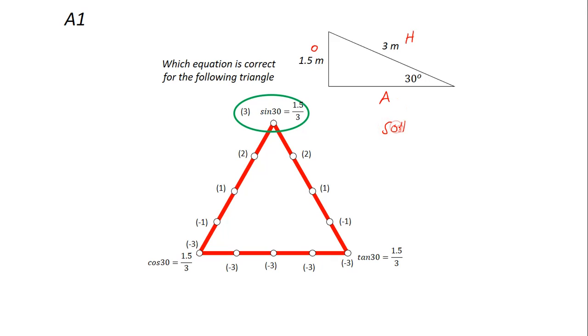So I always have to write down, because I'm not very good at remembering. I just write all of this down and then I choose. What have I got? I've got opposite, hypotenuse, SOH. I need to do sine, opposite over hypotenuse. Sine equals opposite over hypotenuse, which is this one here, the first one.